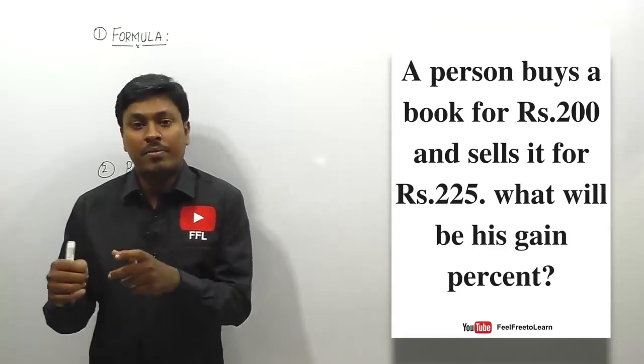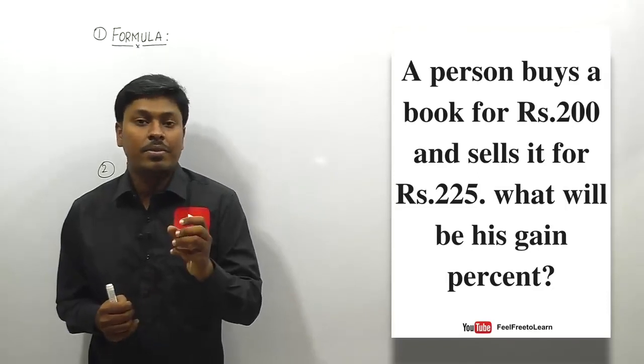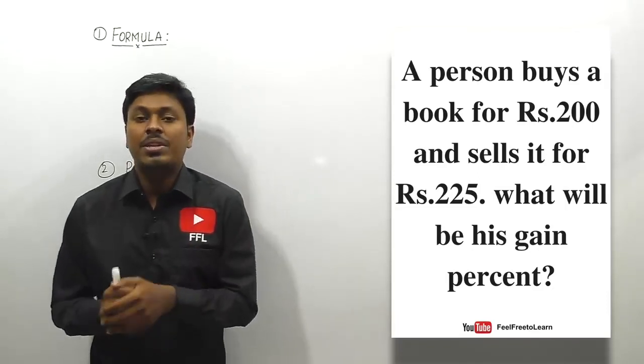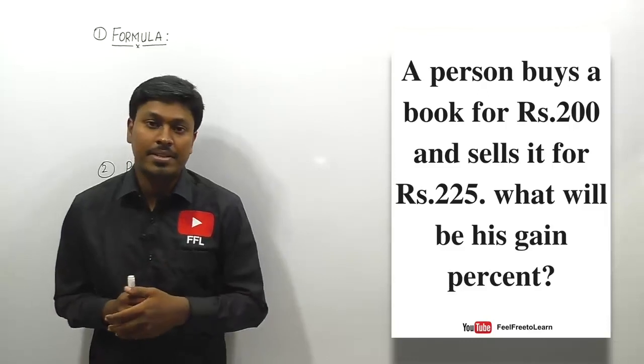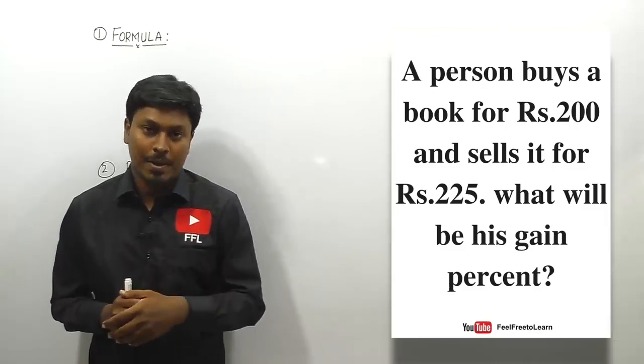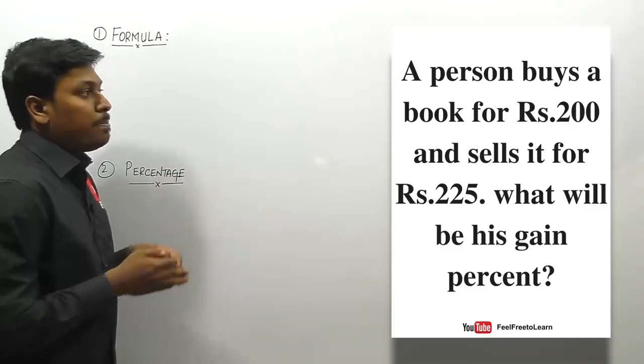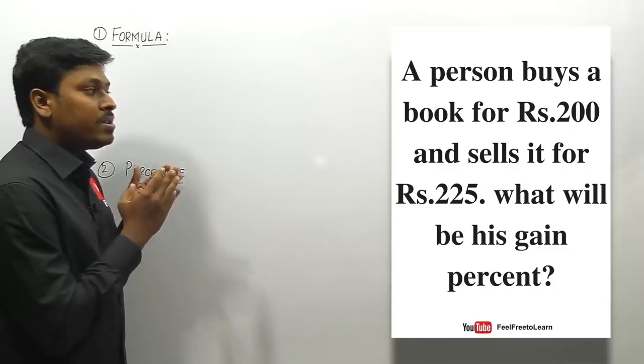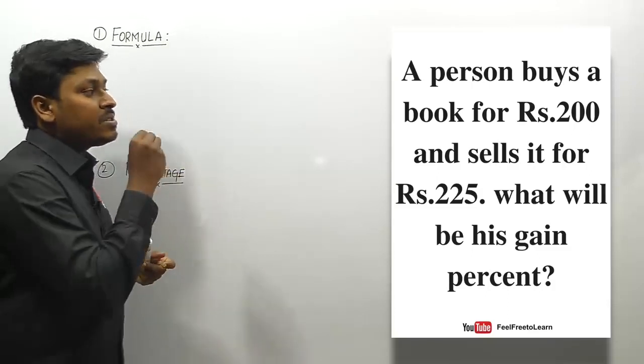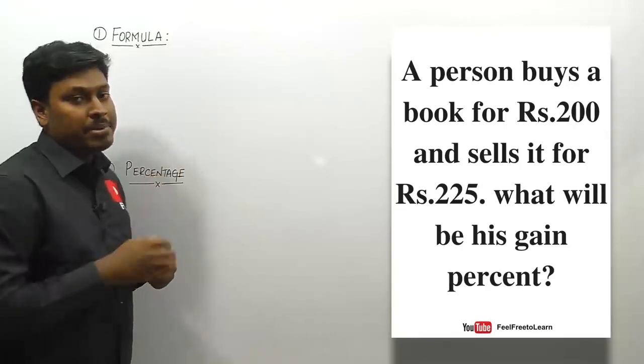It's a basic of profit and loss. After learning all the formulas, again come back to this video so that you can easily understand the concept of the question. So let me move on to question number 1. Question number 1. A person buys a book for rupees 200 and sells it for rupees 225. What will be its gain percentage?